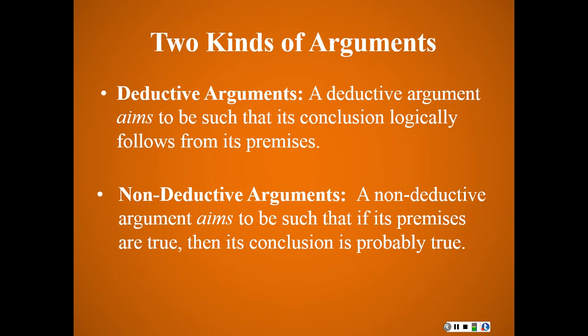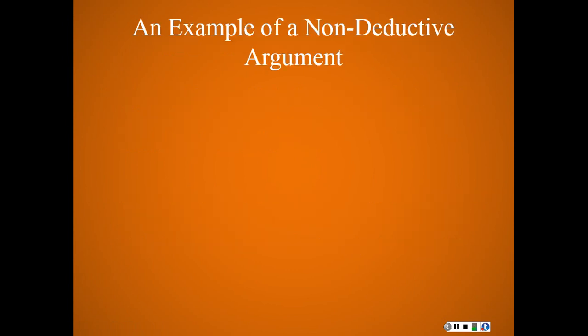Such a trick question? The answer to that question is yes. A deductive argument can be such that its conclusion fails to logically follow from its premises. It can be that way because a deductive argument just has to have the aim of being such that its conclusion logically follows from its premises. And some deductive arguments, as we will see, fail in that aim. Now let's look at an example of a non-deductive argument.